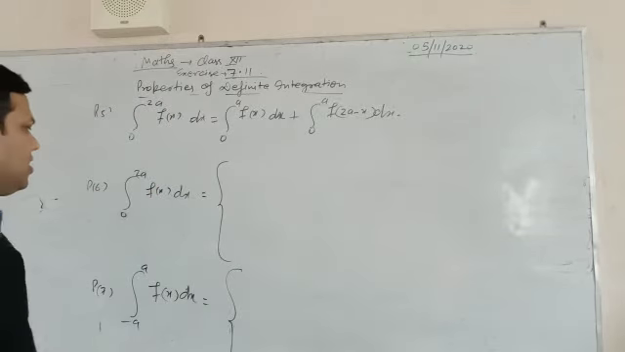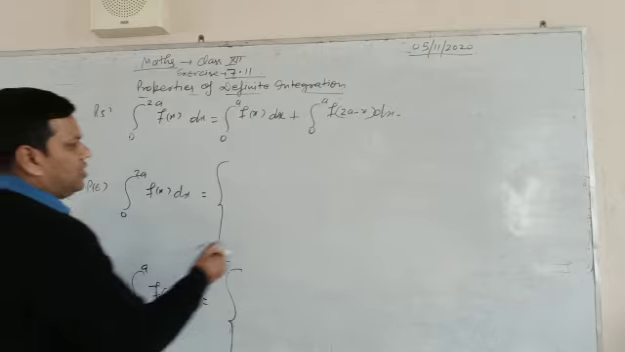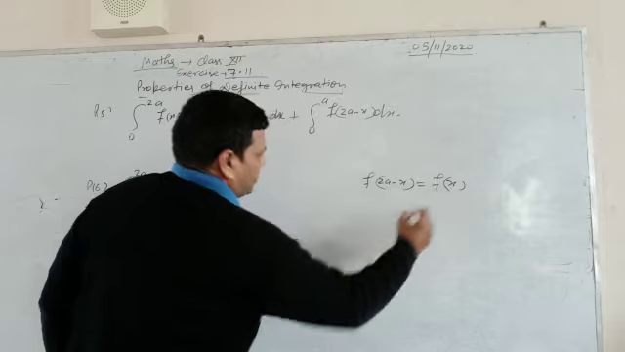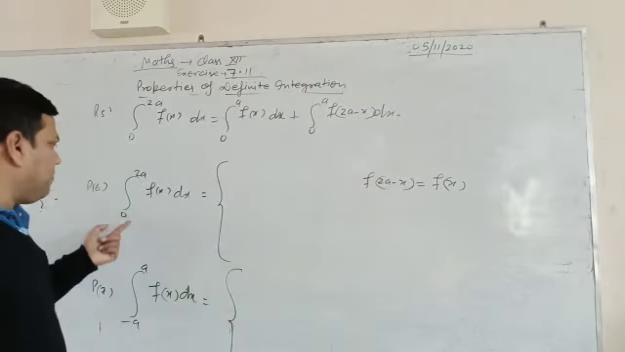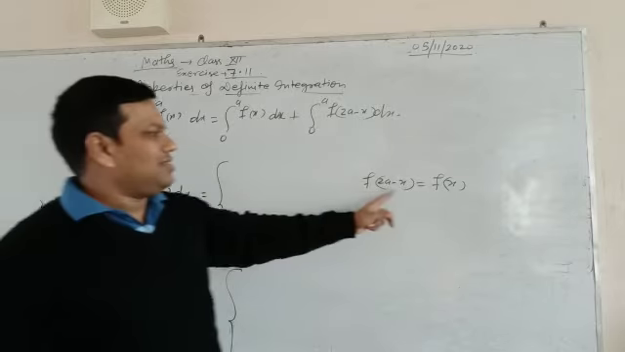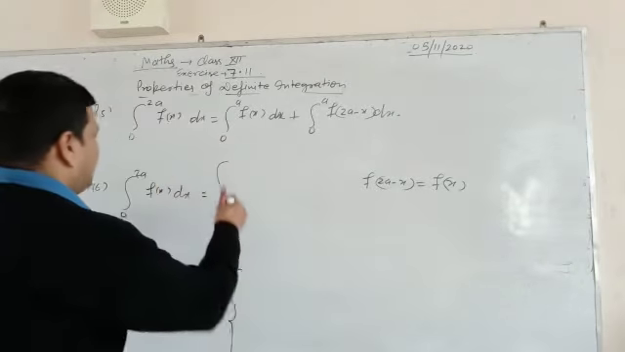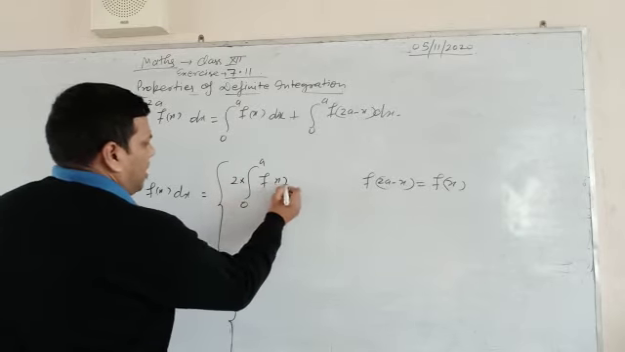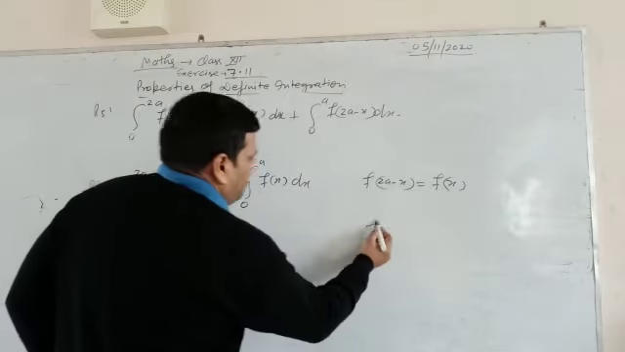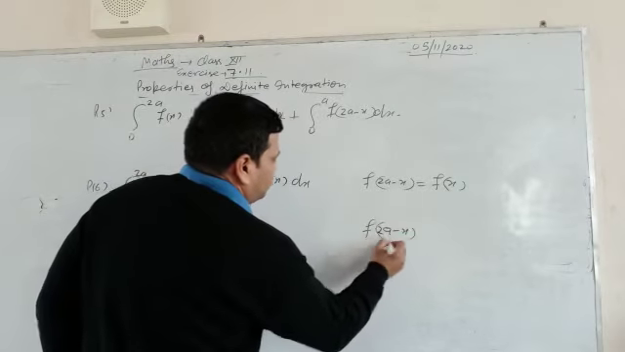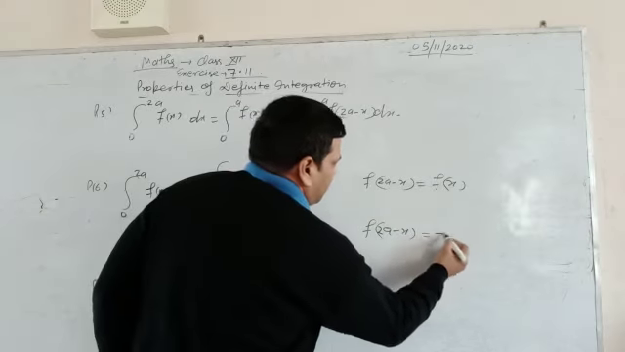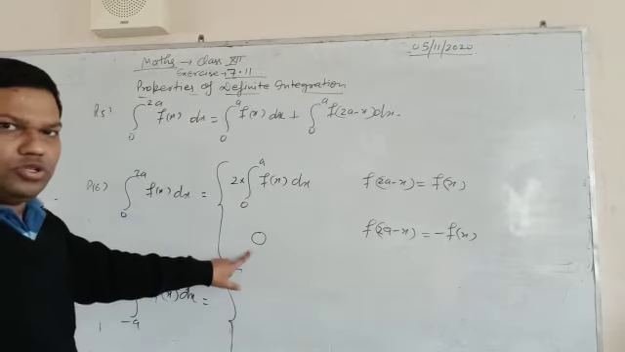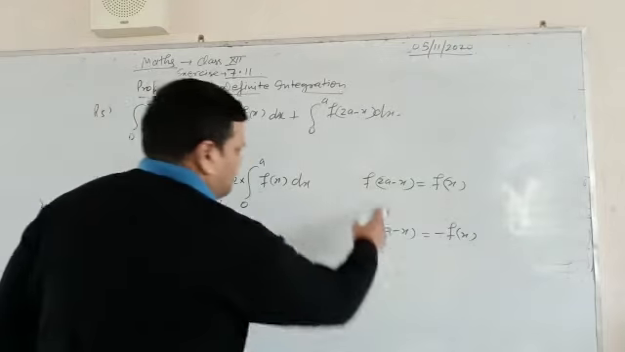Now P6, what is that? It can be of two types. It can be if f(2a minus x) is equal to f(x), right? If we put that value, f(2a minus x) equals f(x), then it can be written as 2 into integral from 0 to a of f(x) dx. But if f(2a minus x) becomes minus f(x), then the integration will be 0. So you can see the difference between these two.